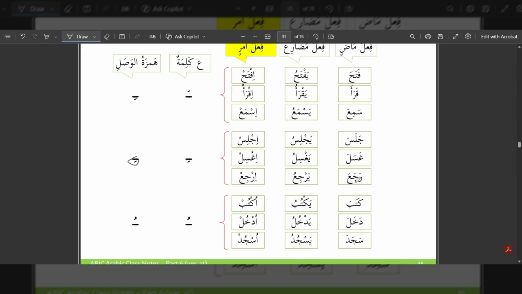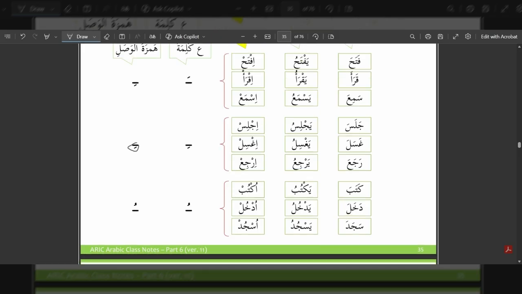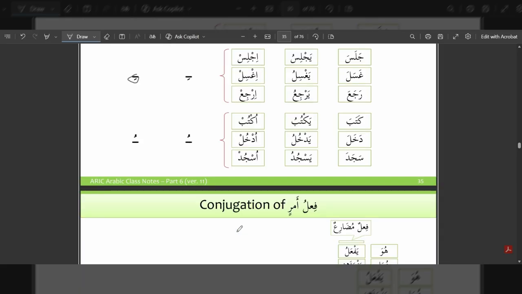رجع, he came. يرجع, he is coming. ارجع, come. Then we have these three verbs here, where the ain kalima is a dhamma, therefore the hamzatul wasl also gets a dhamma. So we have kataba, he wrote. Yaktubu, he is writing. Uktub, write. Dakhala, he entered. Yadkhulu, he is entering. Udkhul, enter. Sajada, he prostrated. Yasjudu, he is prostrating. Usjud, prostrate.